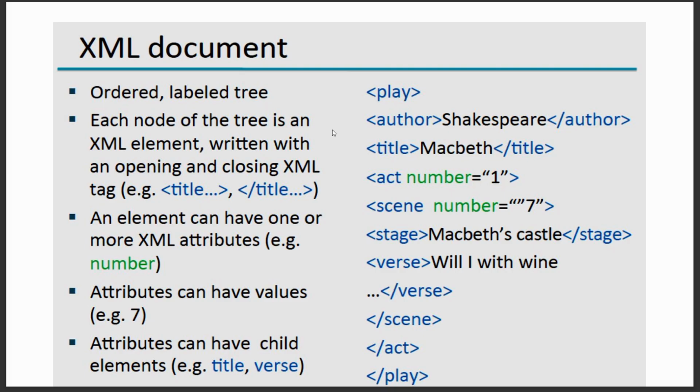Each node of the tree in the XML document is written with an opening and a closing XML tag. An element can have child elements also, for example title, verse. As you are able to see, act number, scene, stage, verse, these are all children of title, like that.